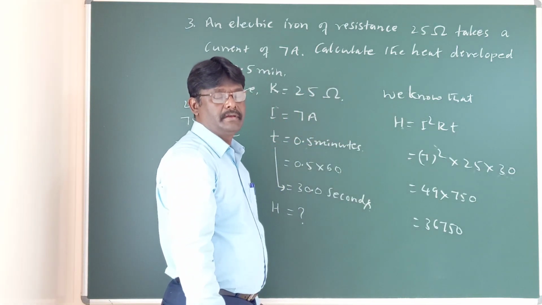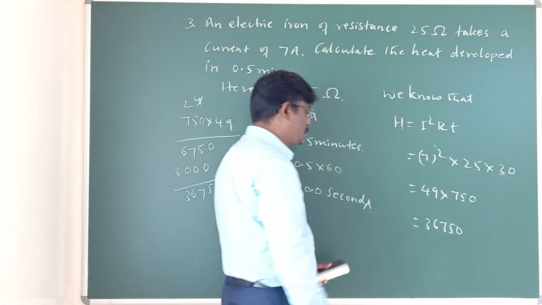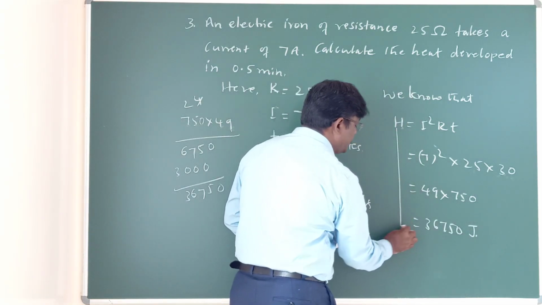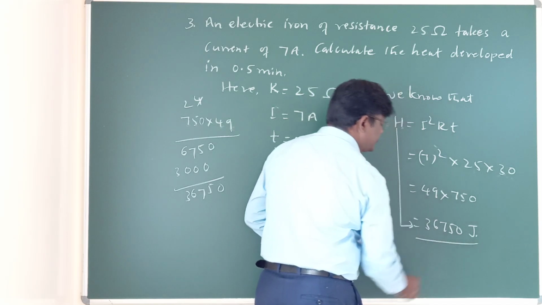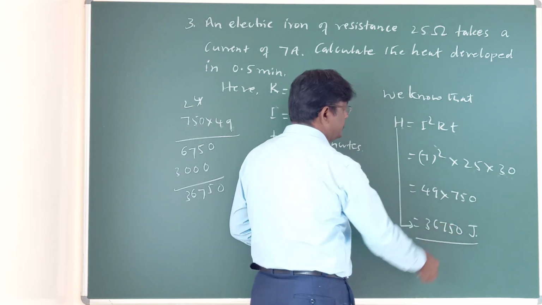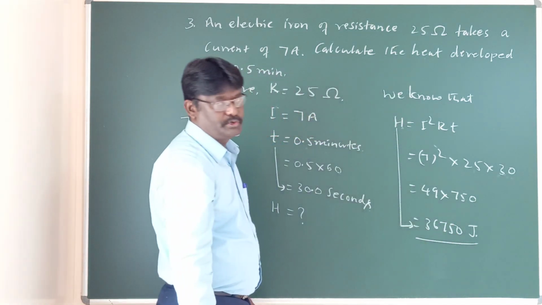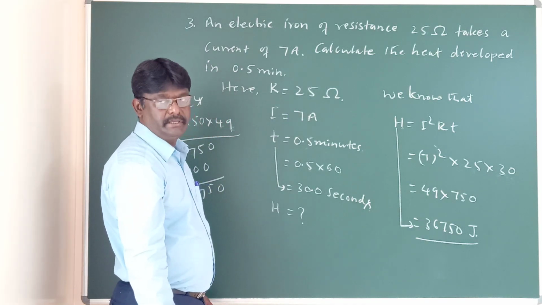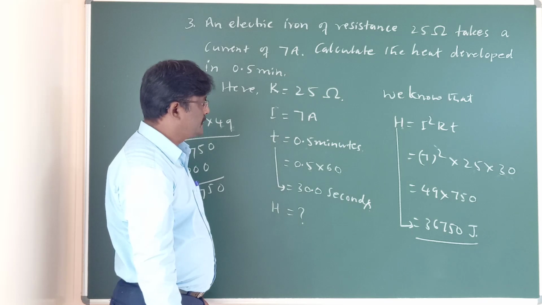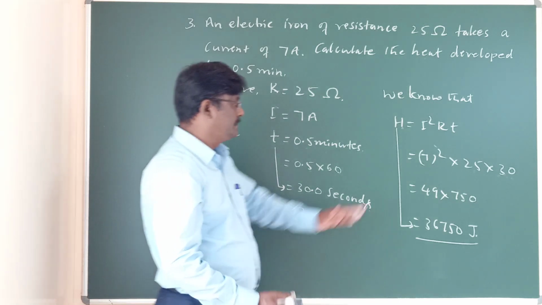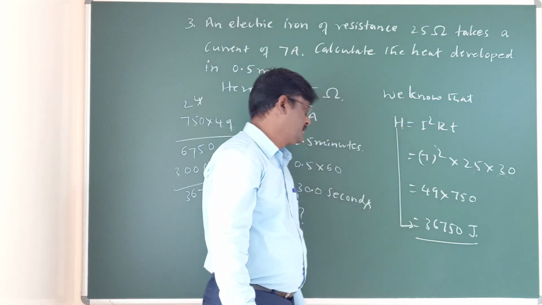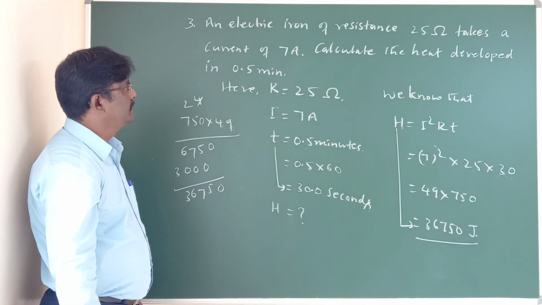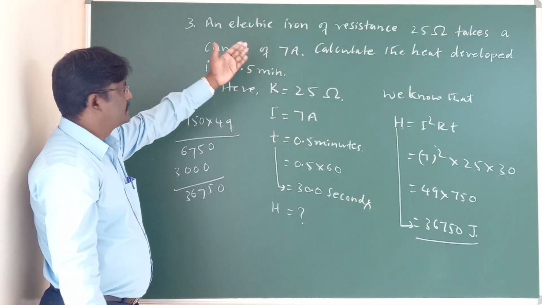H means what? Heat energy. What is the SI unit of energy? Joule. So the heat developed in SI unit is joule, or it can even be expressed in terms of kilojoule. If it is asked, express that by introducing K and dividing by 1000. So this is how, by using suitable equations, we can get the required heat developed in the given electric iron.